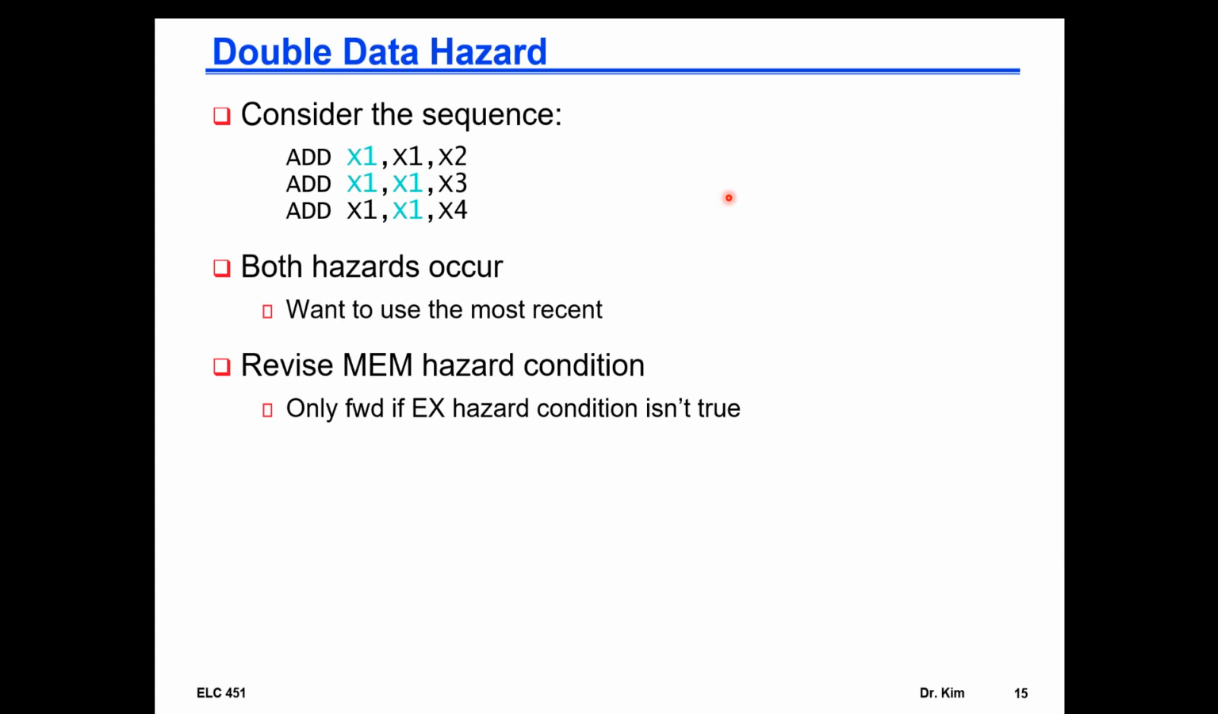So let's just revise the hazard condition for the memory stage, and only forward if the execution stage hazard condition isn't true. Okay? Because if we have a hazard coming from the execution stage at this point, then we know that it's going to get overwritten anyway, so we can clobber that value.